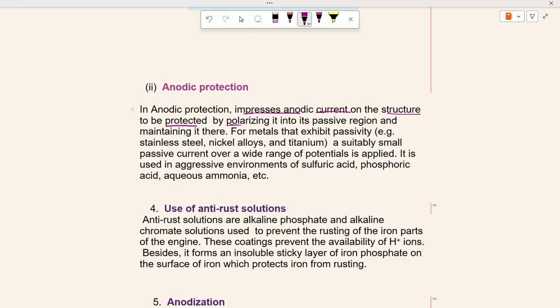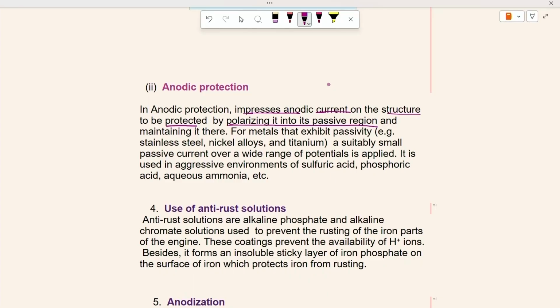Now, what happens during this process? The structure gets polarized to its passive region. That is also an important factor, because only those metals which, when given an anodic current, move to a region where they behave as a passive metal. That is the region to which we move the potential of the metal to make it passive. Only if it is made passive, it will not corrode. So that potential has to be strictly maintained. If the potential is varied, there may be corrosion occurring.